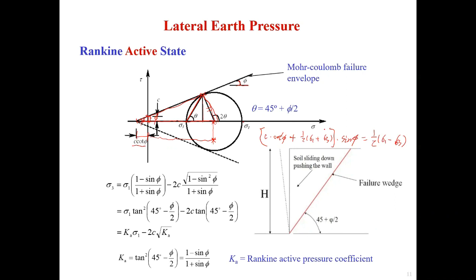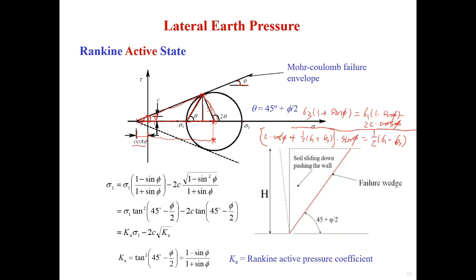So if we do the further conversion, we expand this bracket and then express sigma 3 in terms of sigma 1 and the other component. We get this one: sigma 3 times 1 plus sine phi equals sigma 1 times 1 minus sine phi, minus 2c times cosine phi. So in this way, we express sigma 3 in terms of sigma 1.